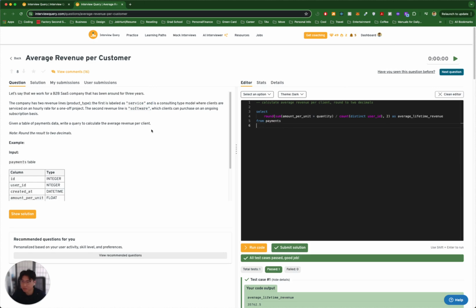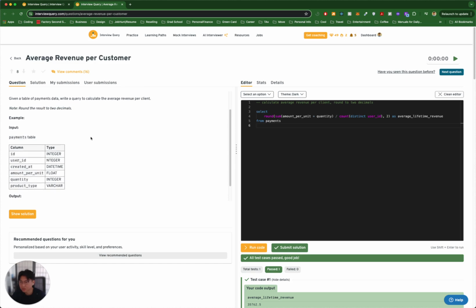So let's try to understand what the question is about. We work for a B2B SaaS company that has been around for 3 years, and the company has two revenue lines, the product type. The first is labeled as service, which is like a consulting type model. The second revenue line is software, where clients are purchasing on an ongoing subscription basis. So the ask is, given a table of payments data, write a query to calculate the average revenue per client. Note, round the result to 2 decimals.